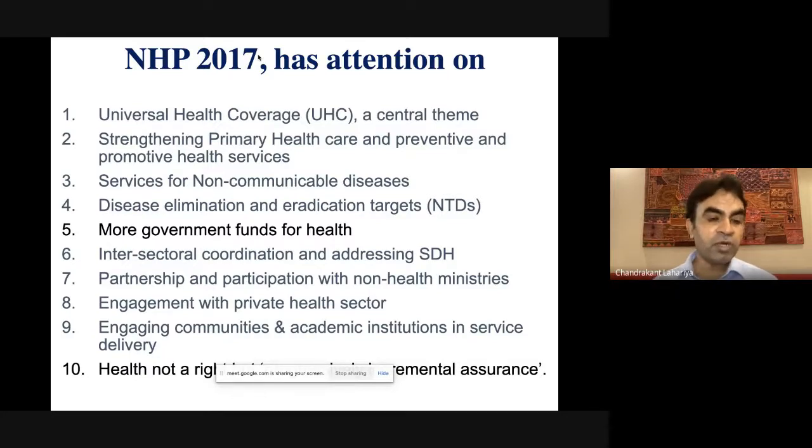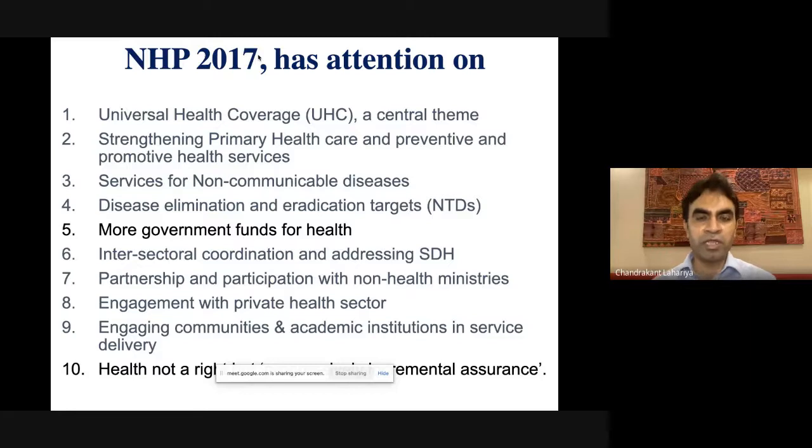Now, the last point could be of your interest. In the run-up to the National Health Policy, there was a lot of discussion in India on whether health should be made an enforceable right in a court of law. Finally, in the policy document, health is not a right. The policy document says that India's health system is not strong enough, so if we make it a right, it still will not be able to deliver services. So it talks about incremental assurance of health services.